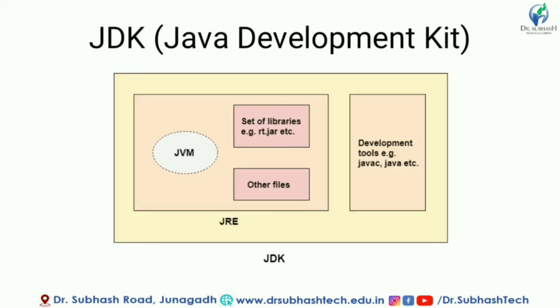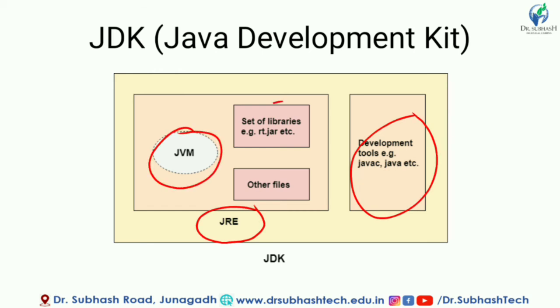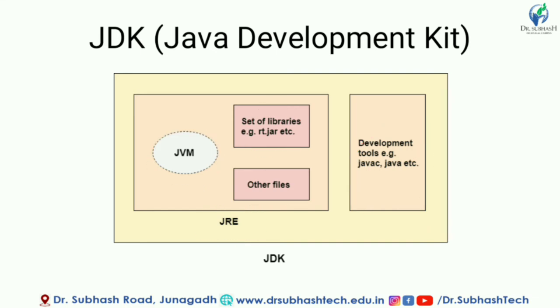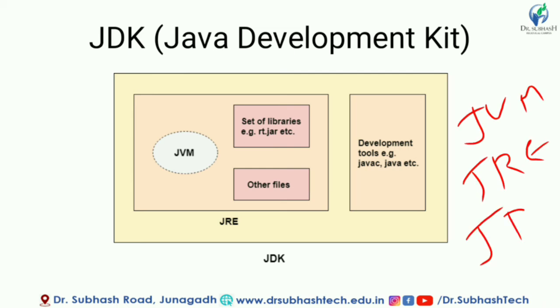Here we can see the structure of the JDK, right? In the structure of JDK you can see there is a JVM and development tools, right? In JRE you can see there is a JVM, set of libraries and other files, right? So this is the structure of JDK, right? First we can say the JVM, right? And this JVM is included in JRE, and JRE is included in JDK. We can say the JVM is a subset of JRE and JRE is a subset of JDK.